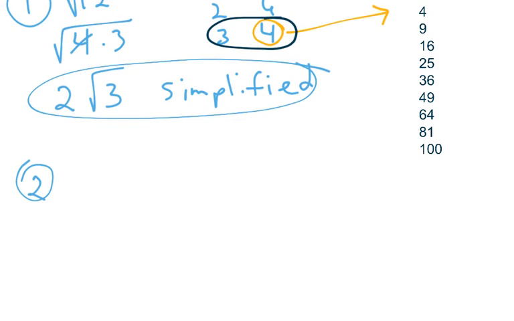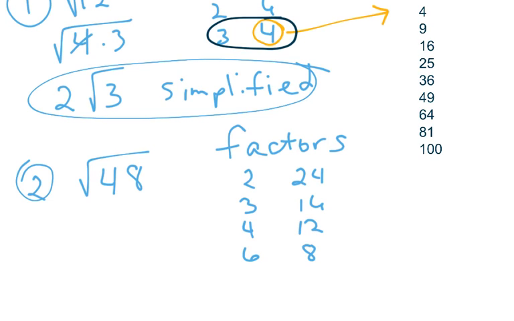Here is the square root of 48. We need to find our factors. If you want to pause, I'm going to put the factors up here very quickly, so if you want to pause it and find the factors on your own, go ahead and pause now. Okay, so here are my factors: 2 and 24, 3 and 16, 4 and 12, and 6 and 8.